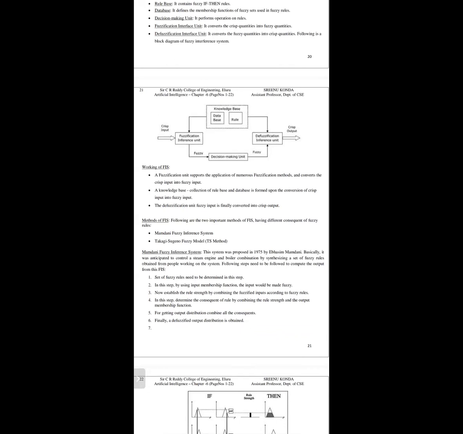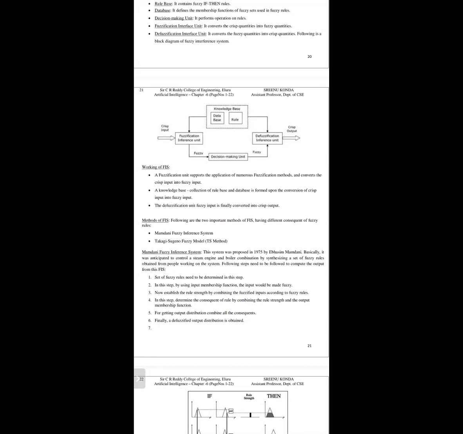This fuzzy input we get from the decision making unit will be converted to crisp output by the defuzzification unit. Okay, right. Coming to the methods of fuzzy inference system, there are two important methods that have different consequents of fuzzy rules. Now let us see those two important methods.